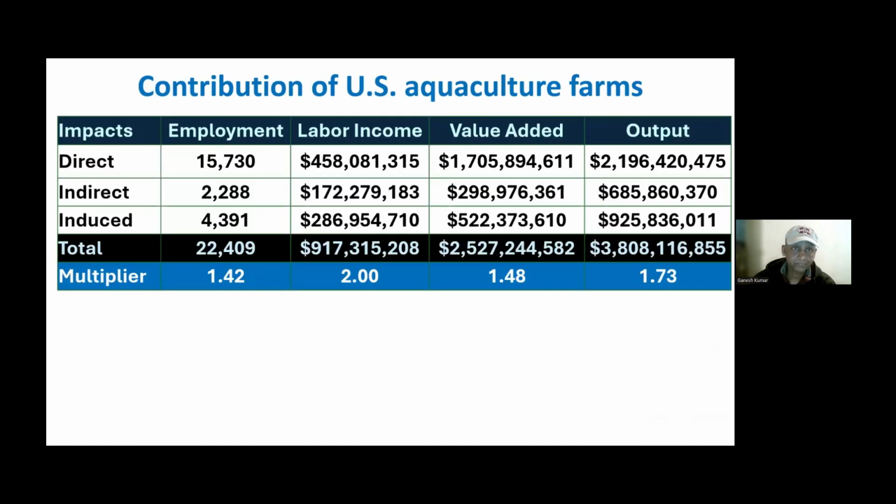sectors in general. Let's come back to the results, the contribution of U.S. aquaculture farms, right? So for example, as I told, there is direct, indirect, and induced effect. What this table shows is that there are about 15,000 direct jobs created in U.S. aquaculture farms. That 15,730 jobs that are created are actually, sorry.